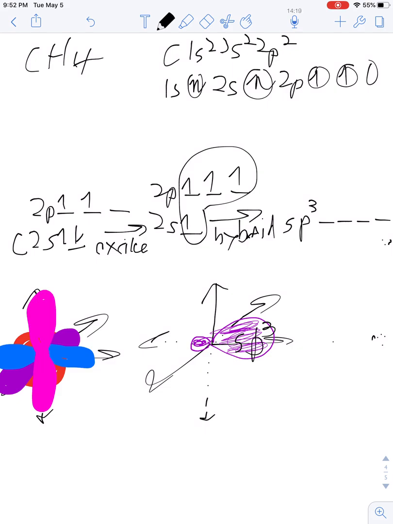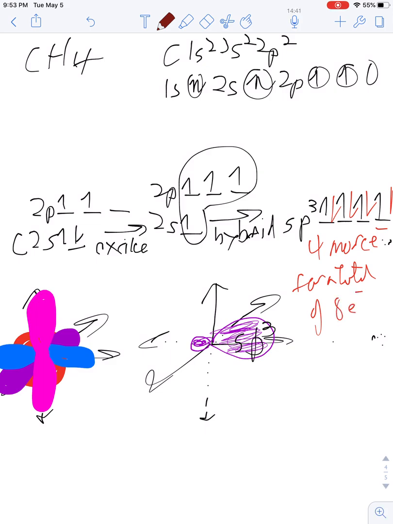Okay? So 1, 2, 3, 4 electrons go there, and I'm going to need 1, 2, 3, 4 more electrons, so I'm going to need 4 more electrons for a total of 8 electrons. And this is why carbon follows the rule of 8. And has the Lewis dot structure like this.